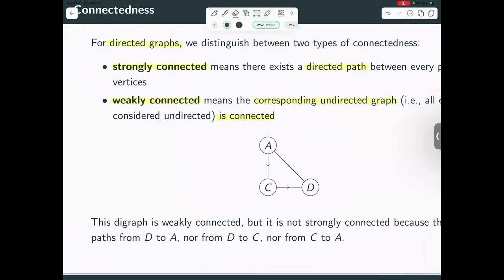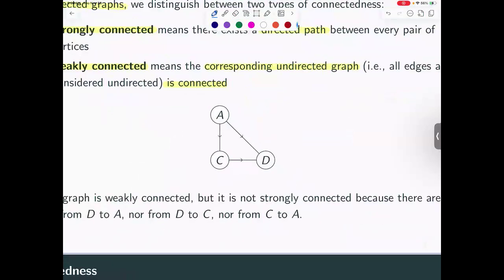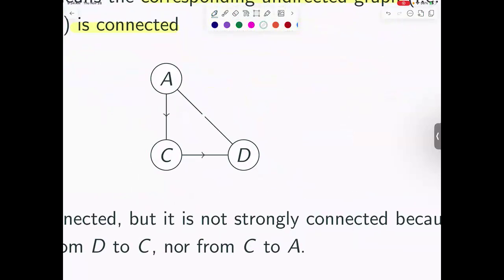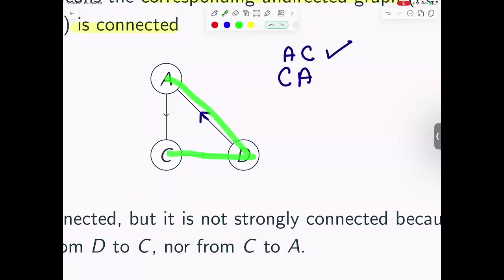If we wanted to make this graph instead a strongly connected graph, all we'd have to do is pretend for a moment that this arrow went this way instead. And now, can we get from A to C? Yes, we can, right here. Can we get from C to A? Yes, we can. We just have to go through D. Can we get from A to D and D to A? A to D, no problem. D to A, no problem.